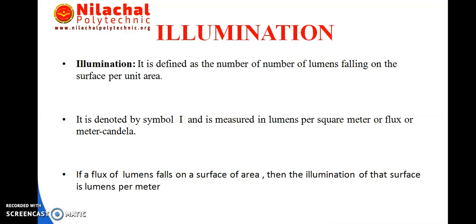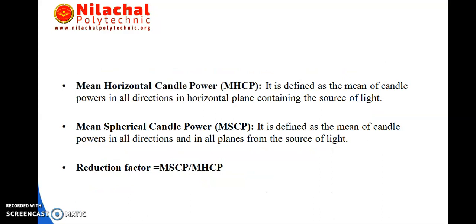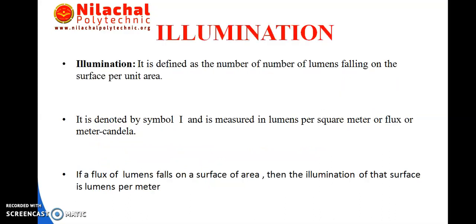So next, come to the topic, what is illumination, and the terms of illumination, that we will discuss now. Illumination is defined as the number of lumens falling on the surface for unit area. This is the important thing: illumination is defined as the number of lumens falling on the surface for unit area.